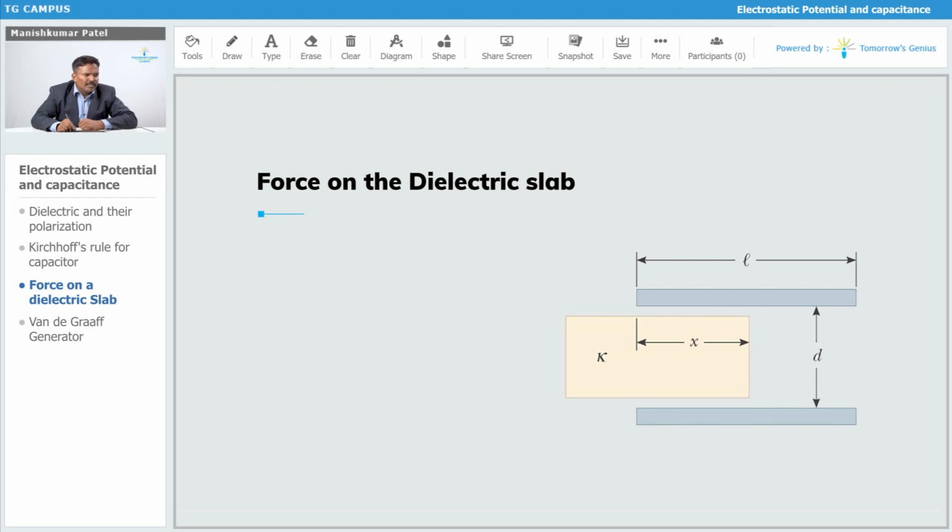So how should I derive it? What is the force that is going to be experienced by that dielectric slab? Mainly, you are saying that F is equal to dU by dx. So mainly you have to find the expression for U, that is nothing but energy, which you can write as half CV square.